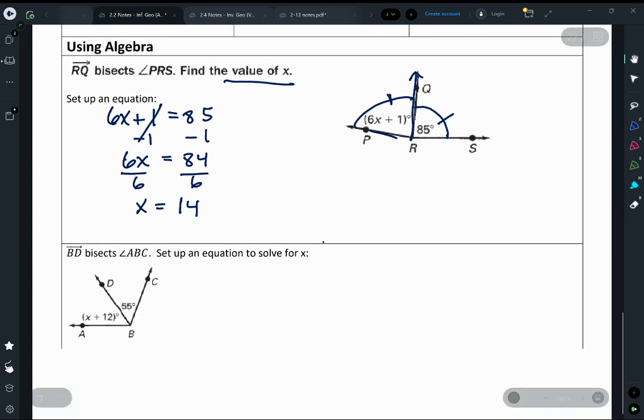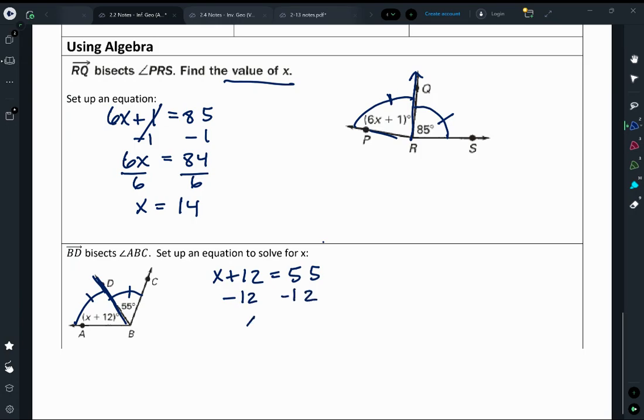Ray BD bisects angle ABC. So same thing here, this one is bisecting. So I know that my x plus 12 is going to be equal to my 55. That's what bisect means, equal on both sides. So x plus 12 is equal to 55, minus 12, minus 12. x is equal to 43. And that's all I had to do. I had to solve for x.